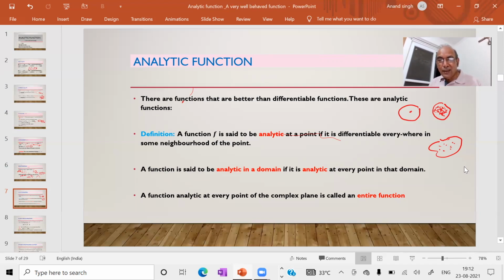And now let's look at the word well-behaved. I have still not given an idea about it, but now let's see why I have used that word well-behaved. In fact, the whole results will be based on that word. Keep in mind that I am using the word well-behaved.